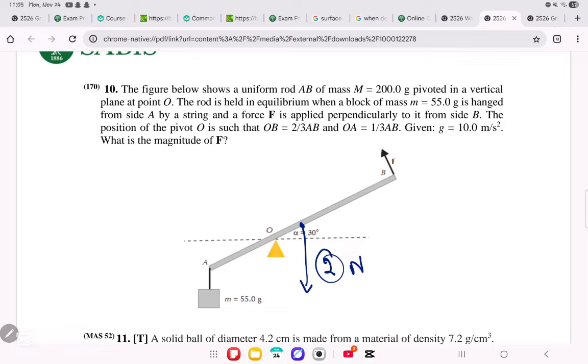You may be like, Amanda, what did you do? I just took the mass, which is in grams, I changed it to kilograms, and then I multiplied it by 10, which is g, okay? So now I have my weight, 2 newtons. Then they said, when a block of mass 55 grams is hung, how much would the weight of the block be? It would be 55 over 100 times 10, which is 5.5 newtons. Oh, sorry, my bad. It's supposed to be 0.55 newtons, because it's 55 divided by 1000 times 10, that's 0.55.